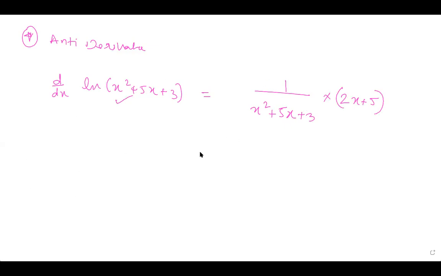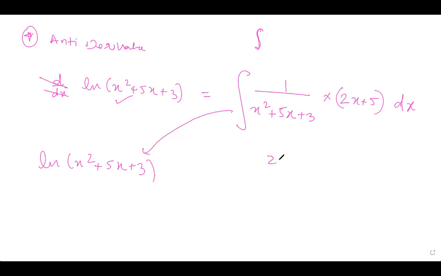Now, if you wish to integrate this, integration is represented by the integral sign. If you integrate this part with respect to x, to represent with respect to x, you put dx. You're going to get straight away the answer as ln(x squared plus 5x plus 3). So this is basically the antiderivative of this. If they say, find out the antiderivative of (2x plus 5) over (x squared plus 5x plus 3), then you're going to get this.